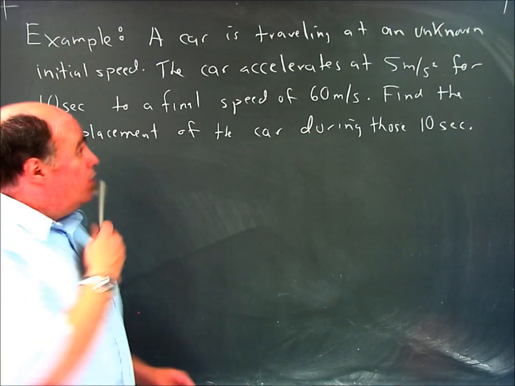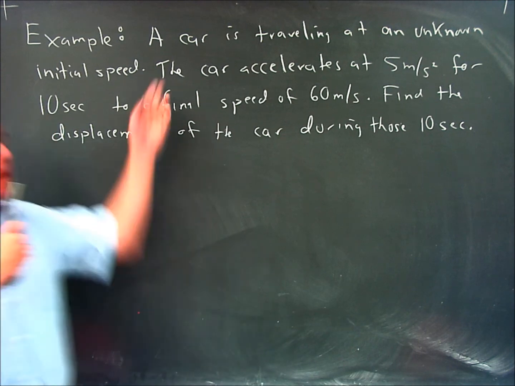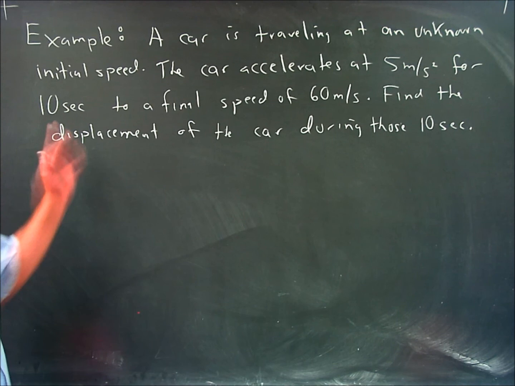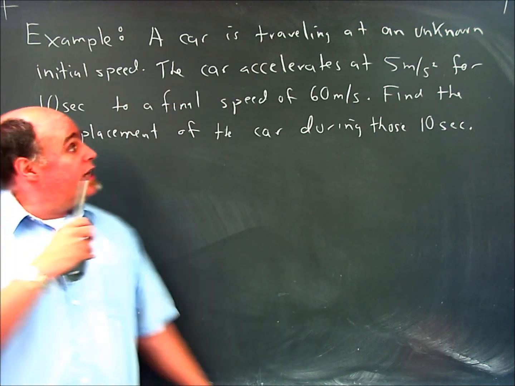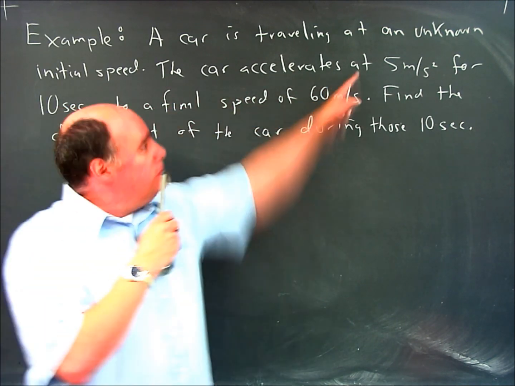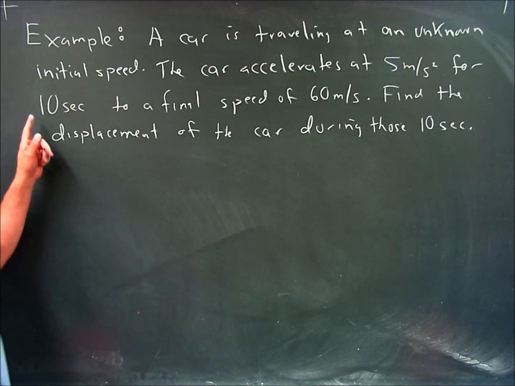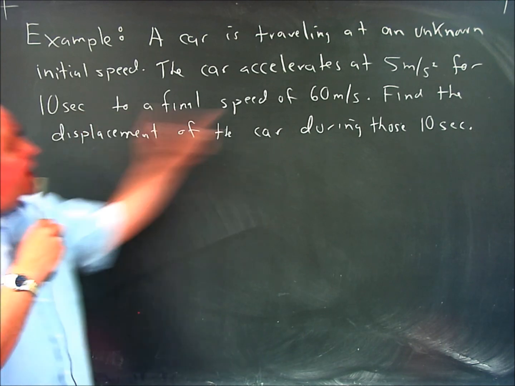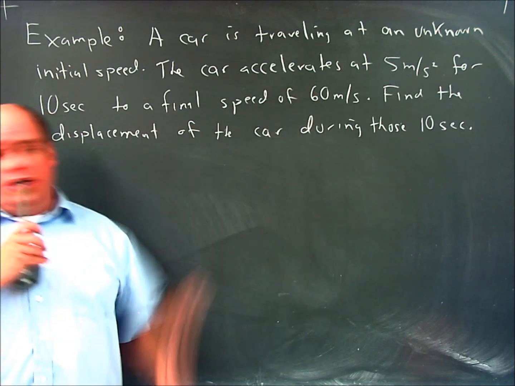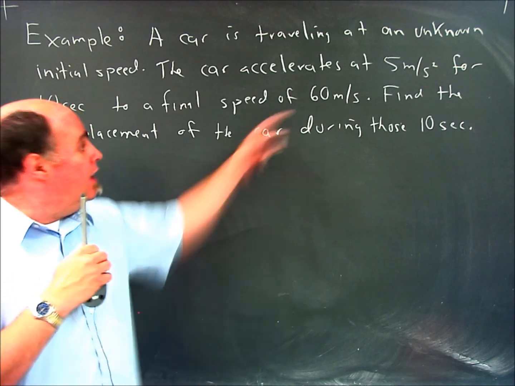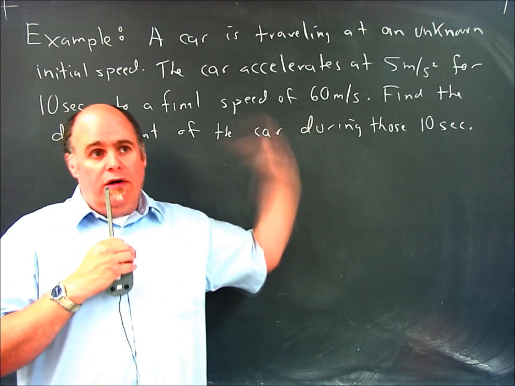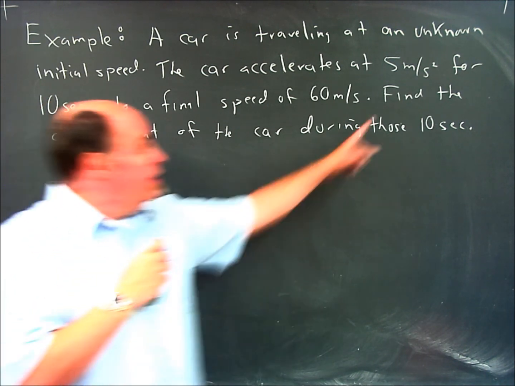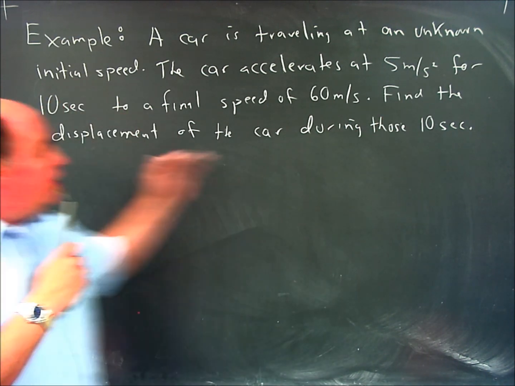Okay, so here's a word problem. There is a car, and the car is traveling at an unknown speed. Then it says the car is going to accelerate at 5 meters per second squared for the next 10 seconds, to a final speed of 60 meters per second. Now that's a really fast speed, something like 120 miles per hour with our units. And it says find the displacement of the car during those 10 seconds.